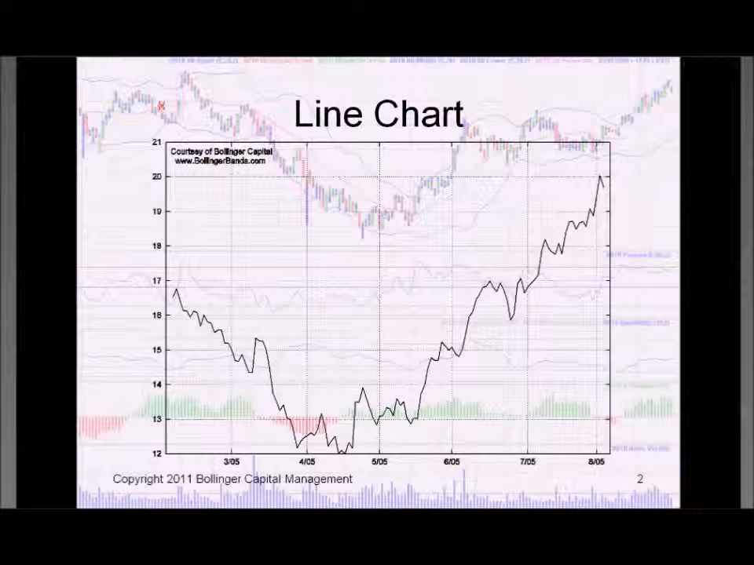So the first chart that most people consult is a simple line chart. It's just created by connecting the dots between closing prices. And although it does give you some sense of trend, you can see that we're falling on the left-hand side and rising on the right-hand side. This conceals a tremendous amount of data.